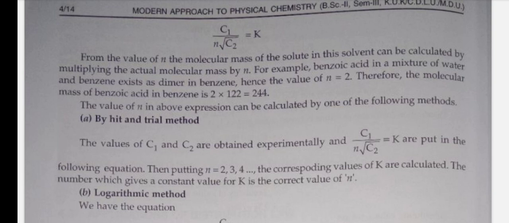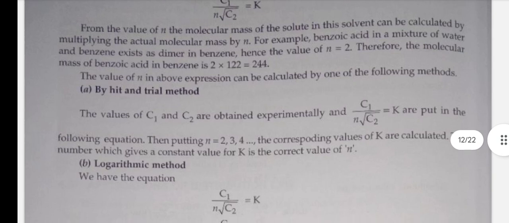The value of N in the above expression can be calculated by one of the following methods. By the hit and trial method, the values of C1 and C2 are obtained experimentally and put in the equation C1 upon nth root of C2 is equal to K. Then putting n equal to 2, 3, 4, the corresponding values of K are calculated. The number which gives a constant value for K is the correct value of n.